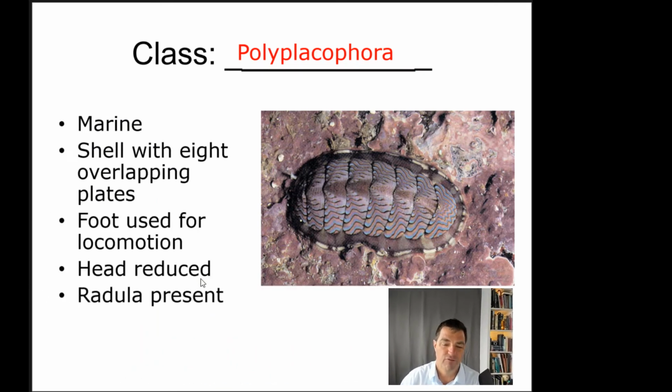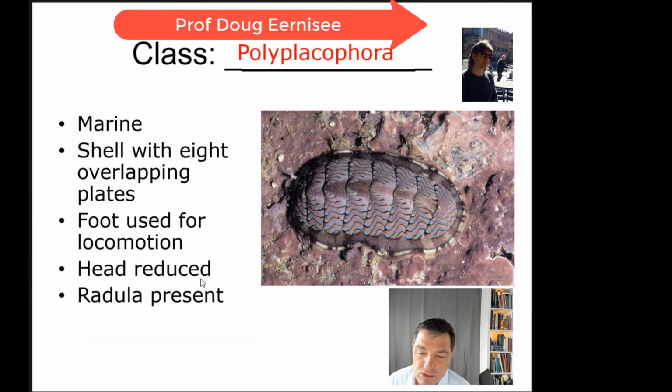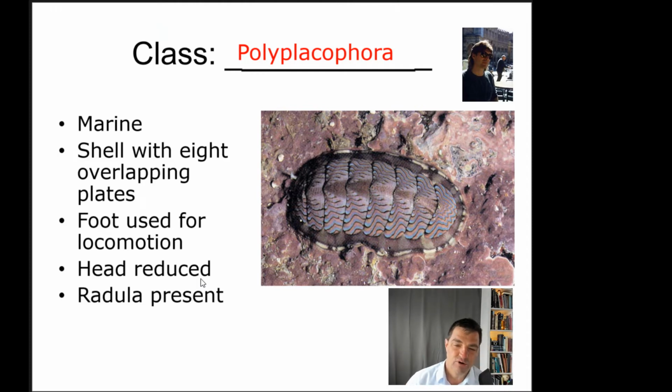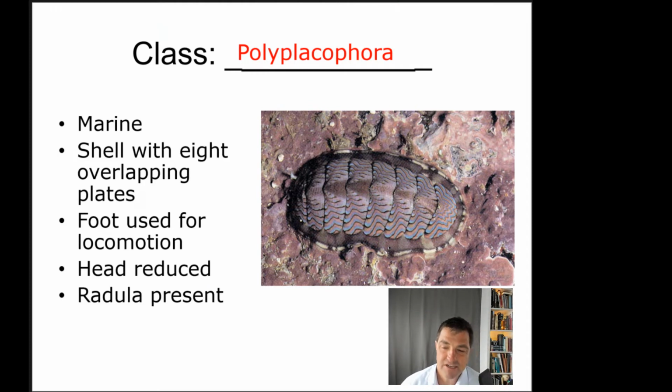Then we have the Polyplacophora. A buddy of mine at Cal State Fullerton is the world's expert on polyplacophorans, also called chitons. They're all marine, and they have these 8 overlapping shells.